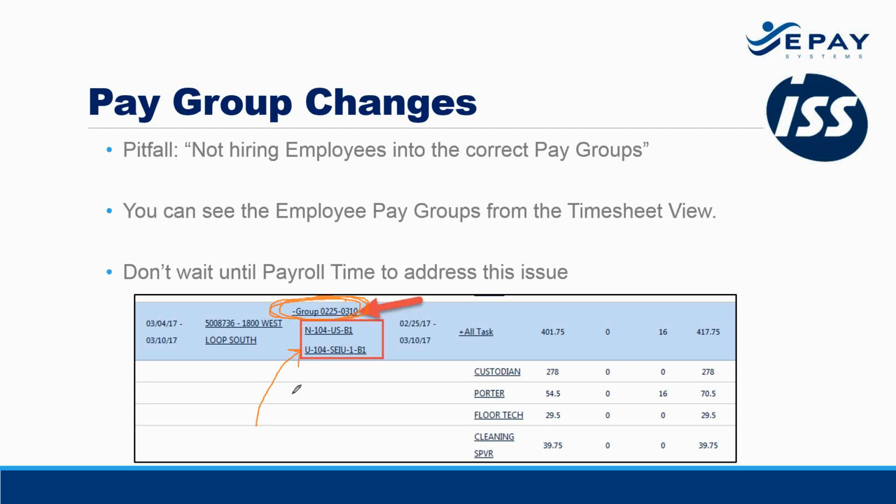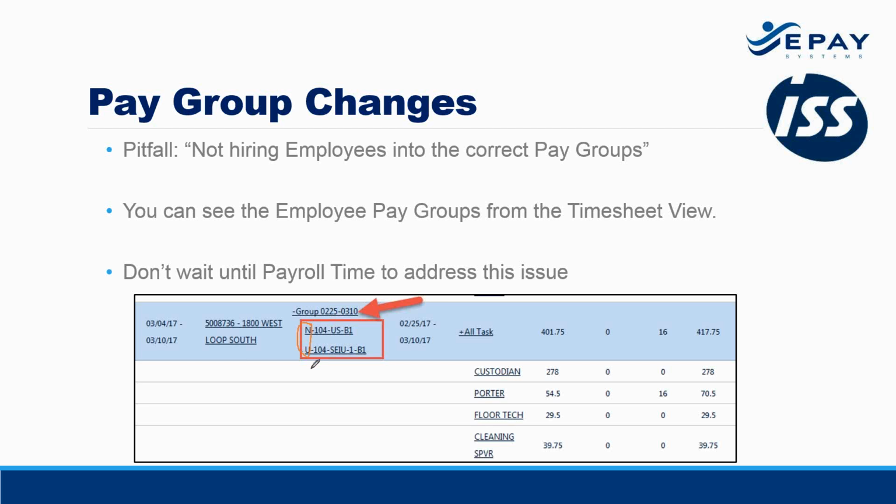N-104-US-B1, and the other one is U-104-SEIU-1-B1. And most of the time, most of us on this phone call will see those pay group names and say, what was corporate thinking when they created those pay group names? Those names are crazy. They're hard to remember. We've heard it all. But here's the method to the madness. So the first letter of the pay group, just so everyone is familiar, the N versus the U, the difference is simply union versus non-union. So anyone that's in the U pay group is a union employee.